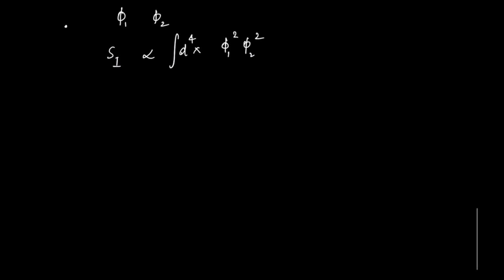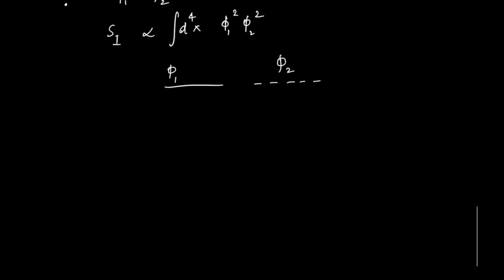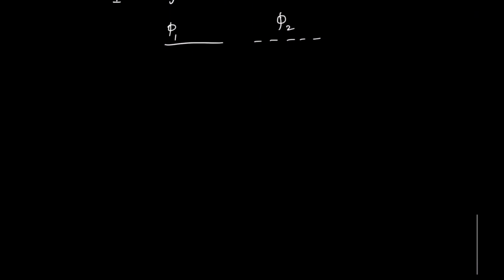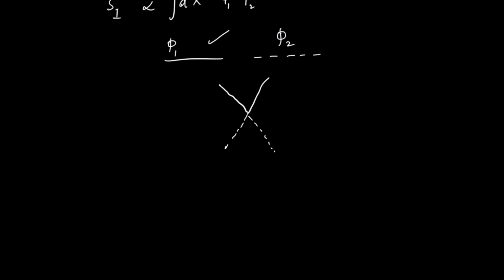Then the propagator can be represented as phi1 and phi2. Okay, so the vertex will be something like this, right? So it will involve both the fields phi1 and phi2. If there are multiple fields, each field's propagators are represented by a different line.